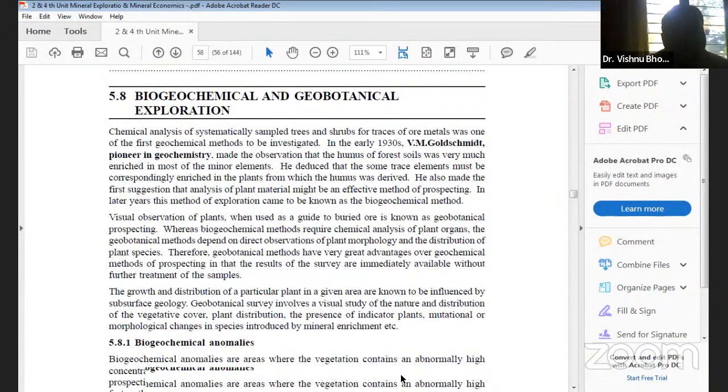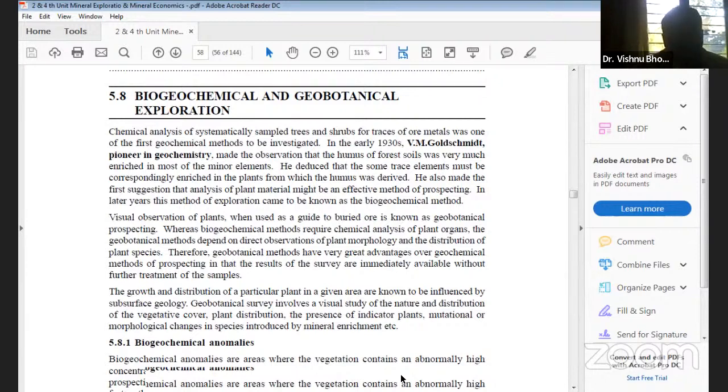Now, when you come to biogeochemical exploration or geobotanical exploration, we do systematic sampling of trees and shrubs for trace ore metals. It was the first geochemical method investigated, in the early 1930s. V. M. Goldschmidt was a pioneer in geochemistry.